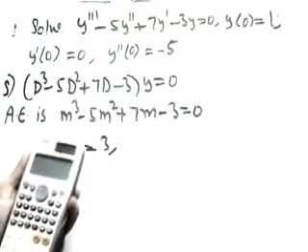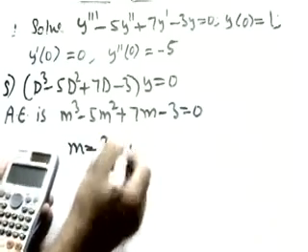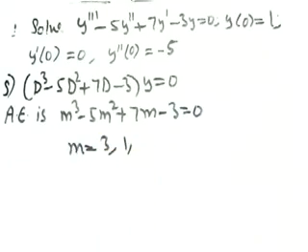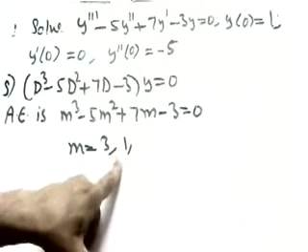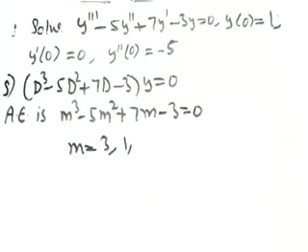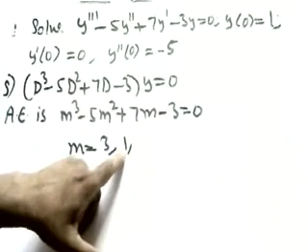The first value is showing as m equals 3, and the next value is showing as 1. Only two values are showing. The calci is showing only two values. But this is a cubic equation, and for a cubic equation we must get three values.